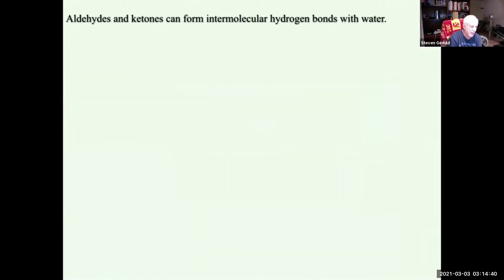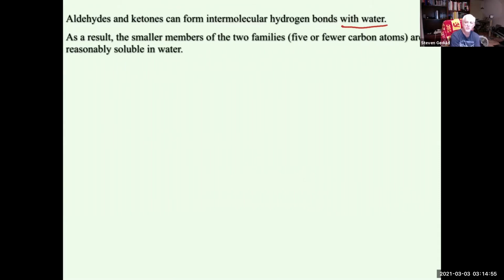Okay. So aldehydes and ketones form intermolecular hydrogen bonds with water. Okay, remember, water has hydrogen tied to the oxygen, so now there's a dipole there. Now you can have hydrogen bonding because of the water. As a result, the smaller members of the two families, 5 or fewer carbons, the smaller aldehydes and ketones are going to be soluble in water. Once you get larger ones, the hydrocarbon chains take over and it just becomes non-soluble because hydrocarbons are non-soluble. But if you've got that carbonyl group, the relatively small aldehydes or ketones are going to be water soluble because of the hydrogen bonding with water.